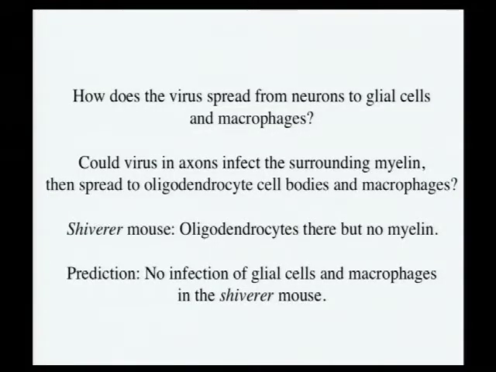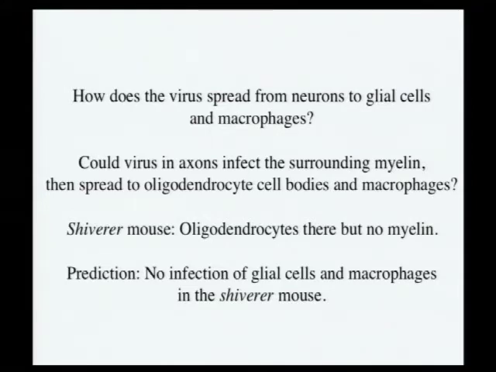How does it go from the neuron to the glial cell? Well, the question that we asked and tested is, could the virus go from the axon into the myelin, which surrounds the axon, then spread through those cytoplasmic channels to the cell body of the oligodendrocyte, and then from there to macrophages, probably after oligodendrocyte cell lysis or even without lysis.